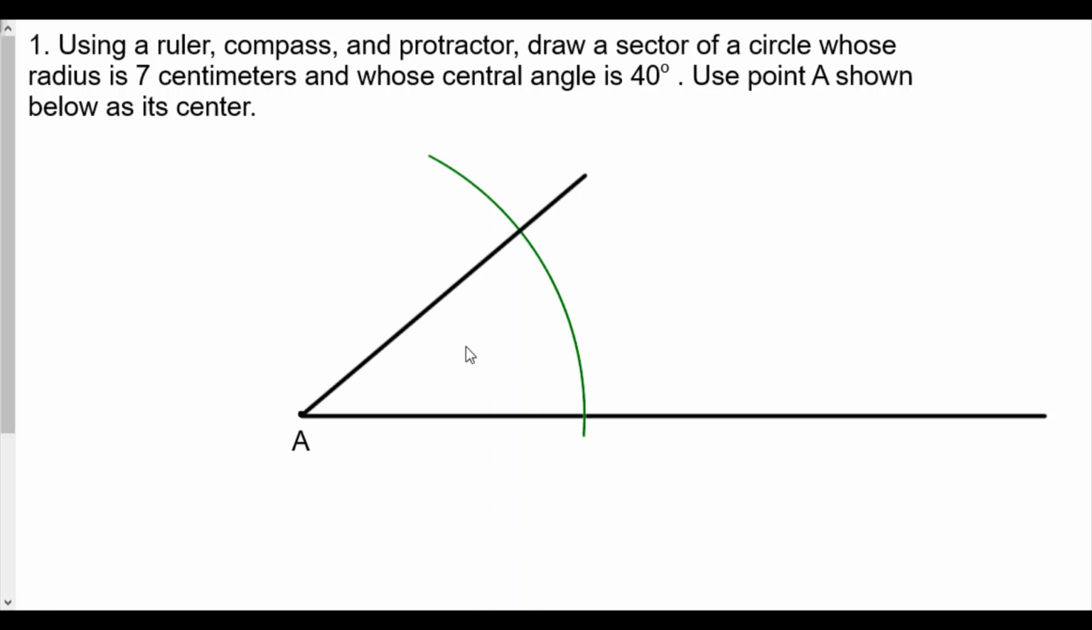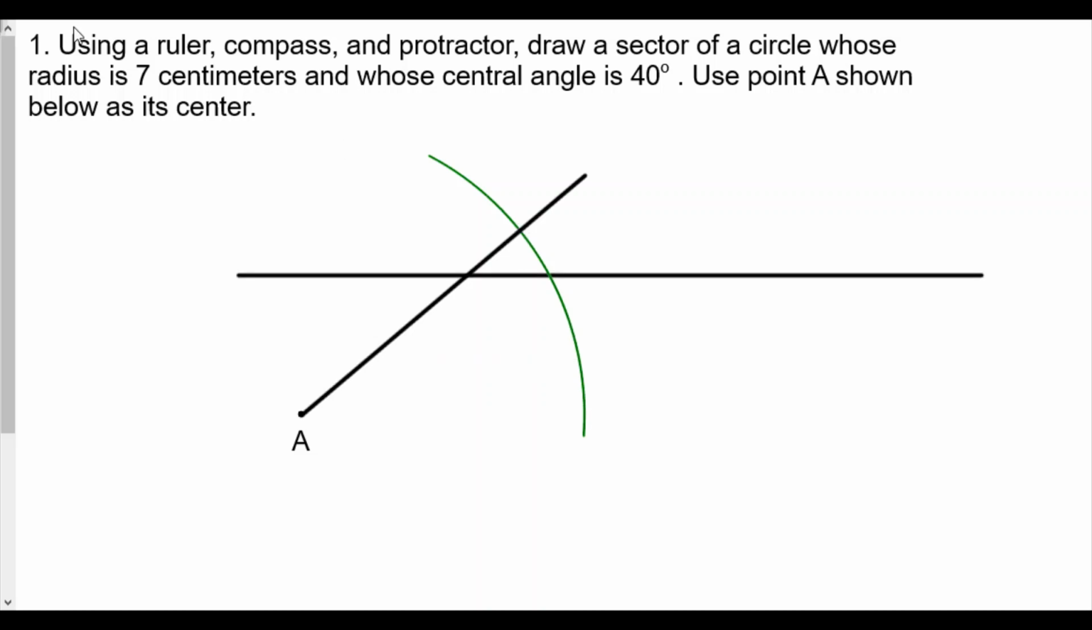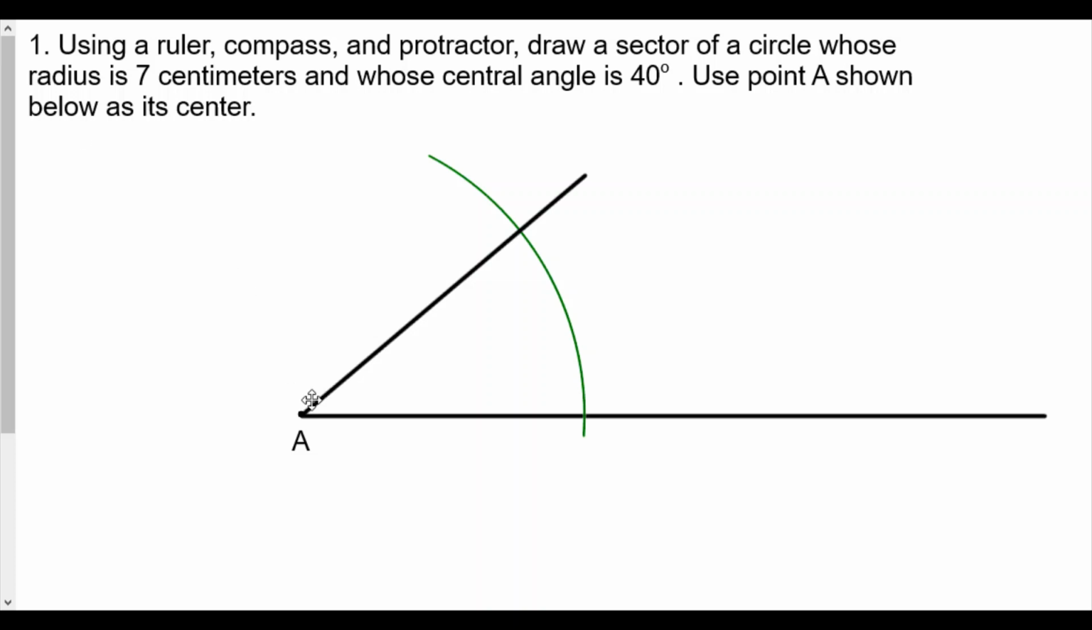You now have your sector here, the arc of the circle being the green. Let's move this back. And so here, in this case, I can call this point B here.